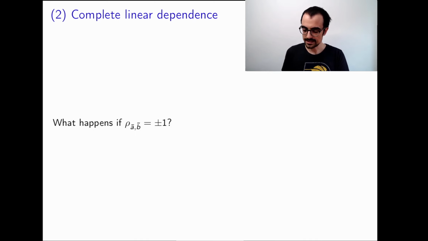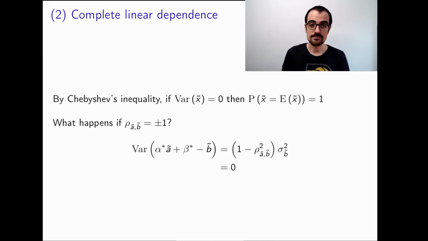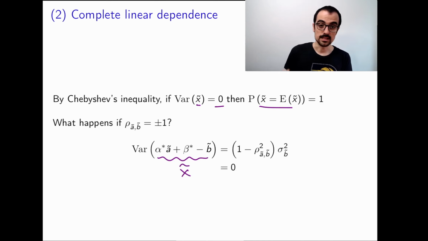Well, in that case, what's going to happen is that the variance of the residual, which we know is equal to this quantity, the variance of B times 1 minus the correlation coefficient, that variance is exactly equal to 0. So as I mentioned briefly a moment ago when I was talking about what happens if the variance of B is 0, it turns out that by Chebyshev's inequality, we covered this when we looked at Chebyshev's inequality, if the variance of a certain random variable x is 0, then that random variable is equal to its mean with probability 1. So now you can think of the residual as the random variable x. The mean of x in this case is 0. We have seen that the mean of the residual is 0.